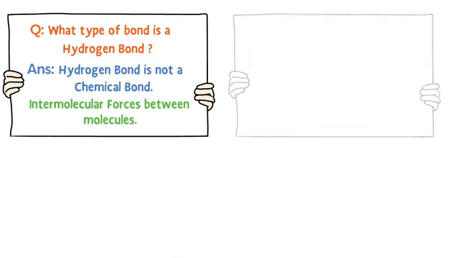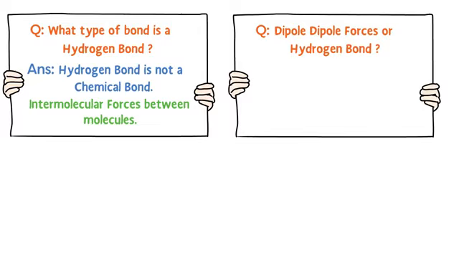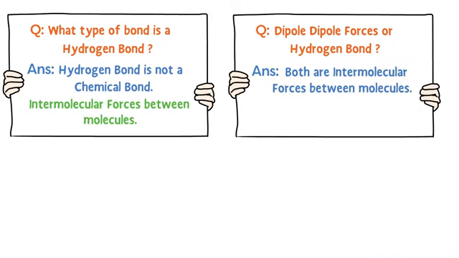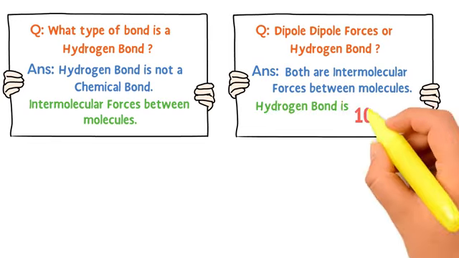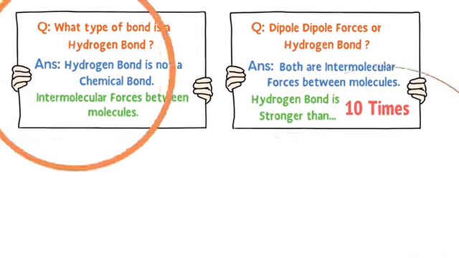Secondly, which is stronger, dipole-dipole forces or hydrogen bonding? Well, both hydrogen bond and dipole-dipole forces are intermolecular forces between molecules. But remember that hydrogen bond is a special type of dipole-dipole forces. Hydrogen bond is 10 times stronger than all dipole-dipole forces.